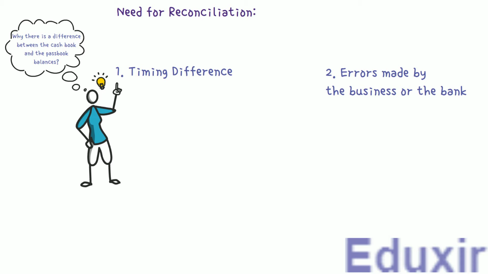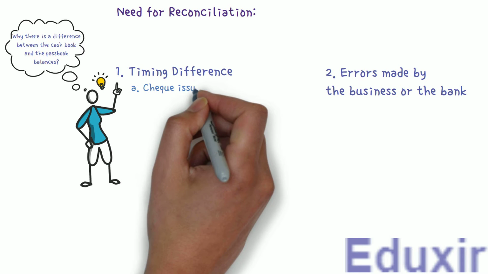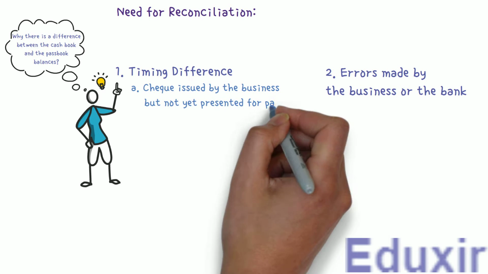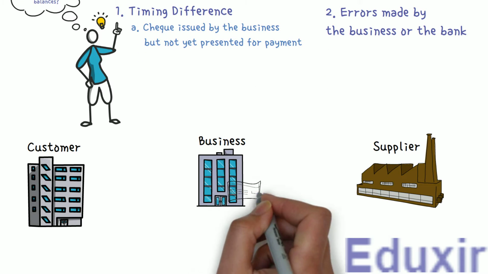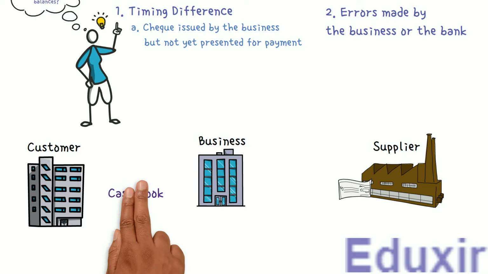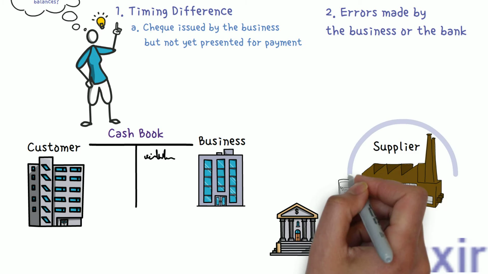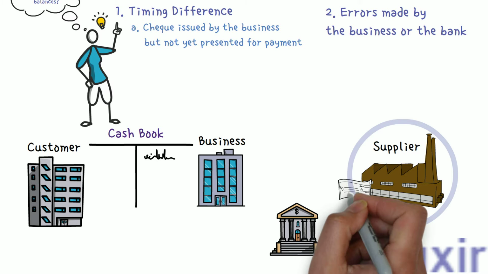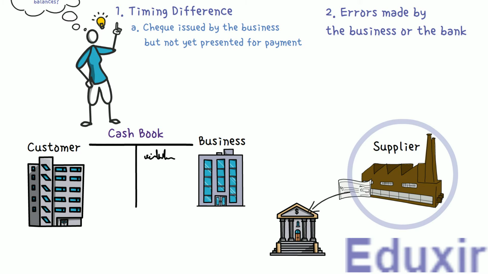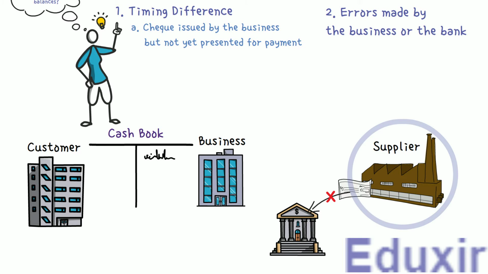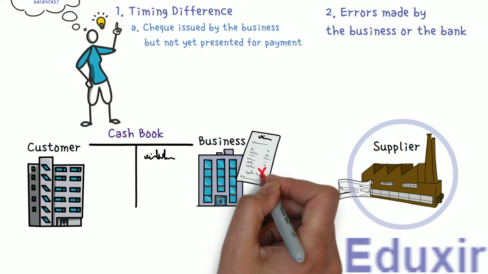Few reasons of the timing difference are checks issued by the business but not yet presented for the payment. When the business issues a check to the supplier or creditor, they are immediately entered on the credit side of the cash book. The supplier or creditor has to encash this check by presenting it in the bank. In some cases, the creditor or supplier may not present this check immediately in the bank. So, when the bank statement is received by the firm, as this check is not yet presented by the creditor or supplier, this will not be there in the bank statement.